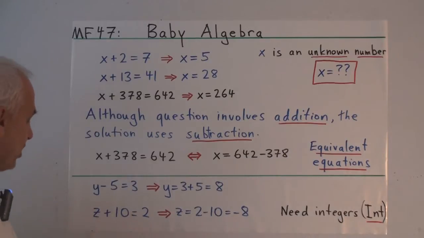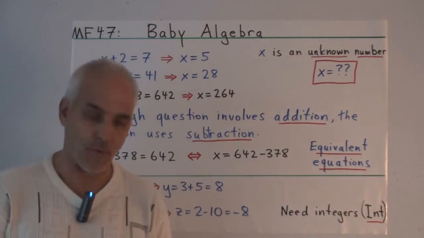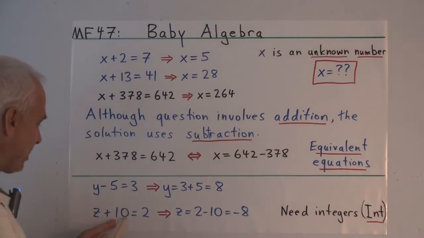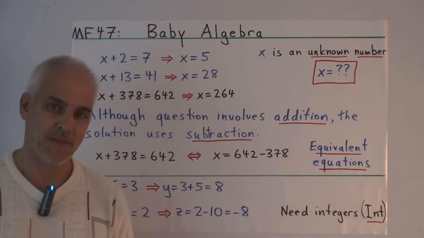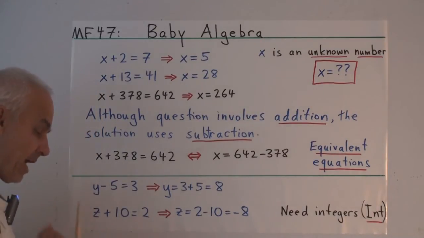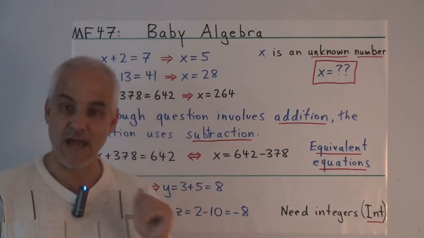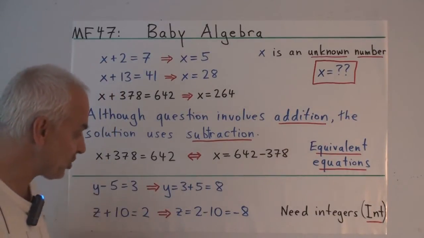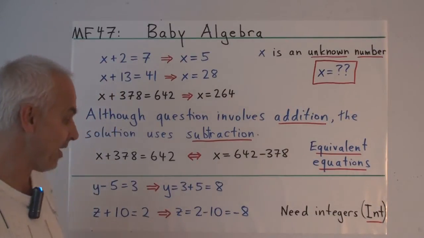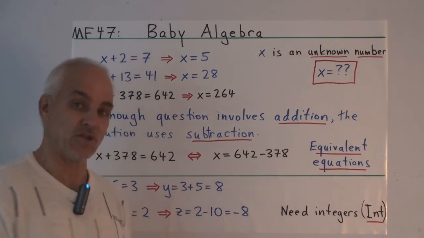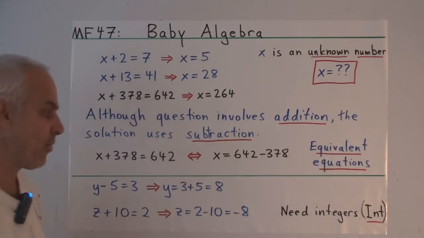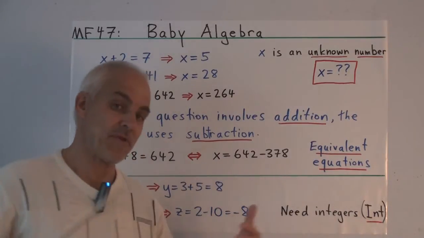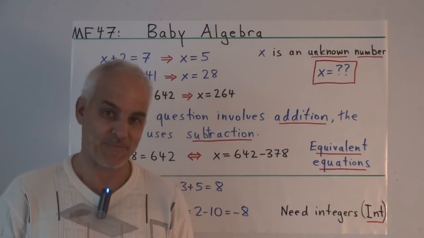How about this equation? Z plus 10 equals 2. Well, if we bring the 10 to the other side with a minus sign, we get Z equals 2 minus 10. But now the answer is minus 8. And we see that even if we start with a problem involving only natural numbers, the solution might very well take us into the realm of the integers. So in general, for this kind of equation, we need to consider our numbers to include integers.